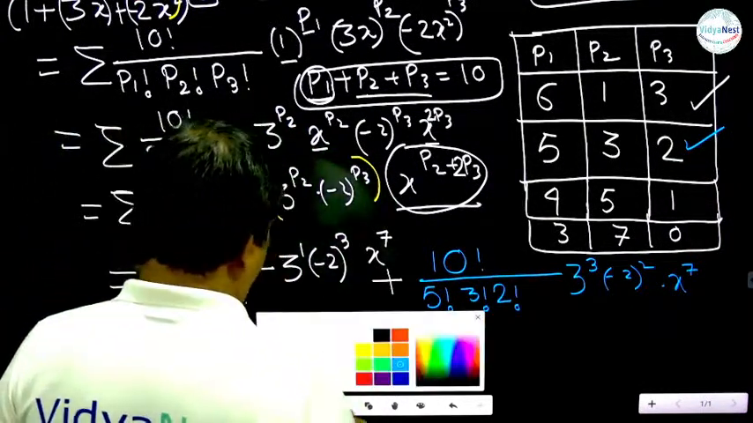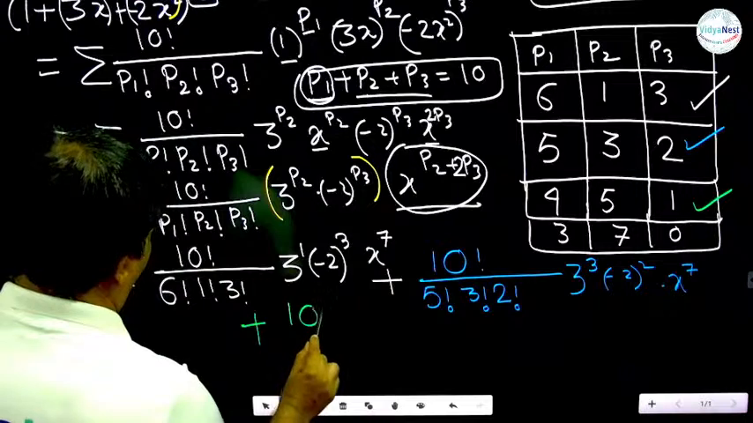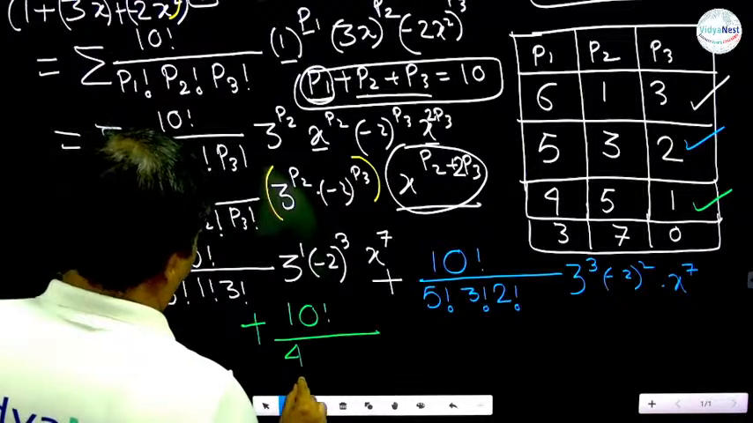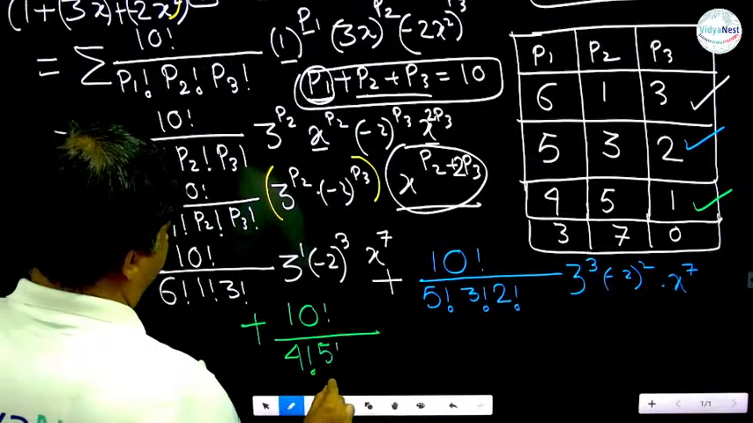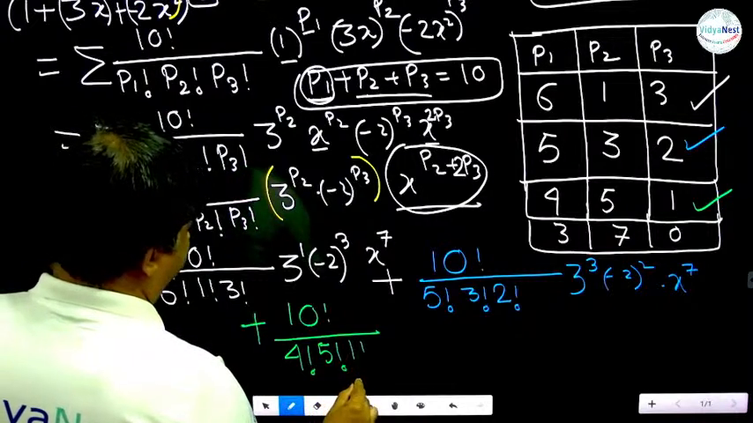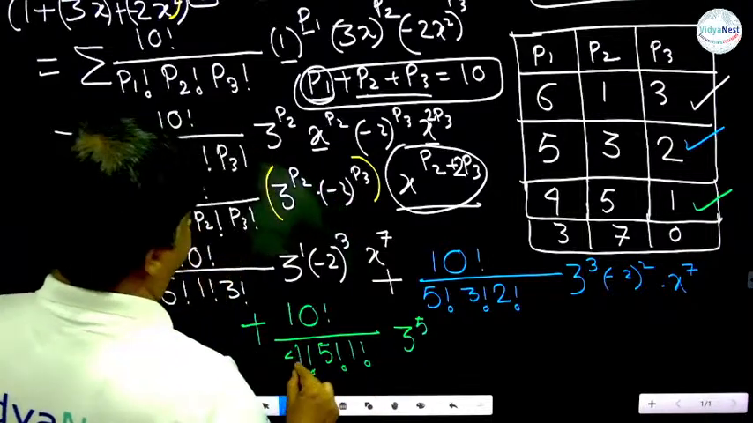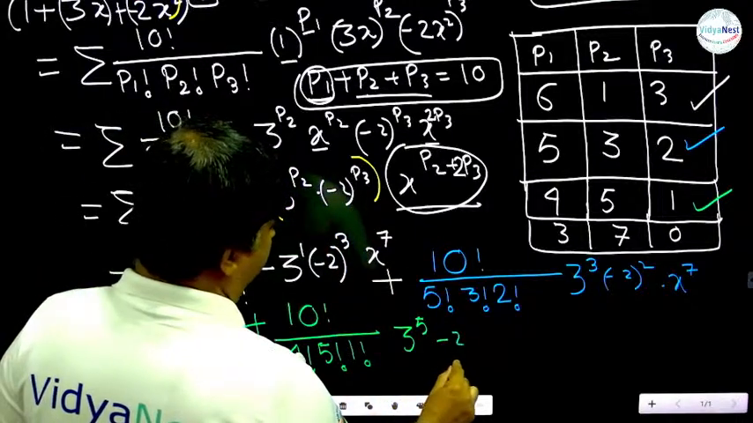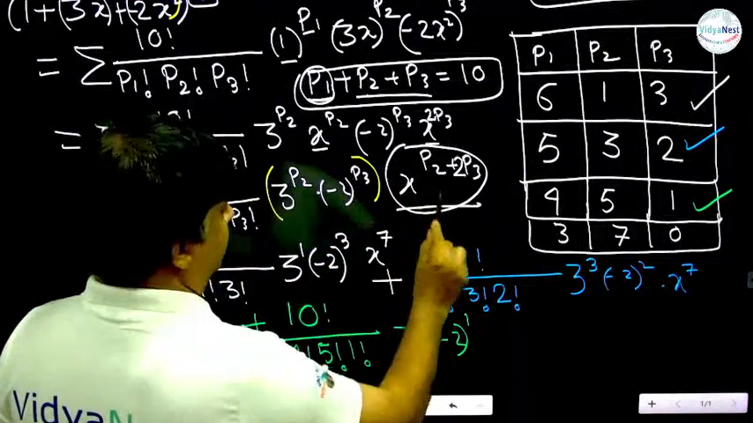Now come to this row, plus factorial 10, instead of P1, factorial 4, instead of P2, factorial 5, instead of P3, factorial 1. 3 to the power P2 means 3 to the power 5, minus 2 to the power P3, that is 1, into x to the power 7.